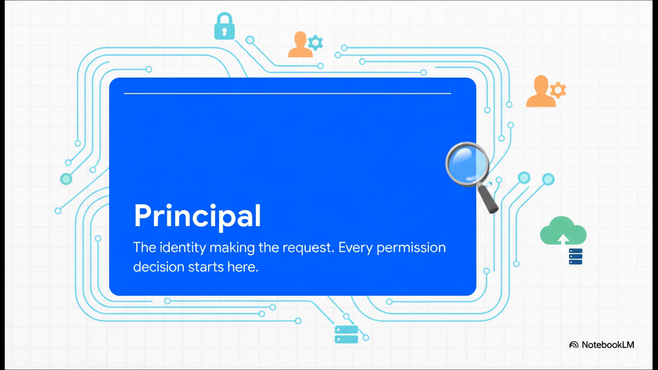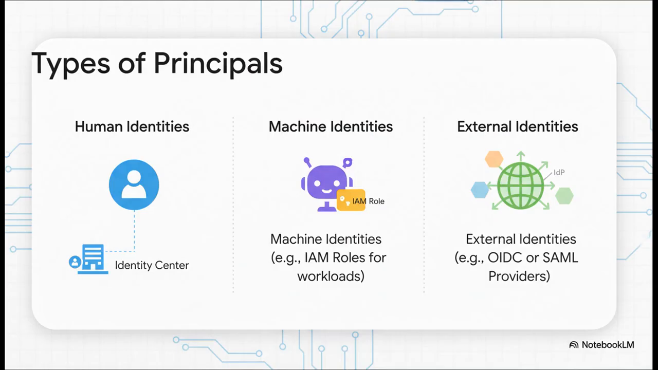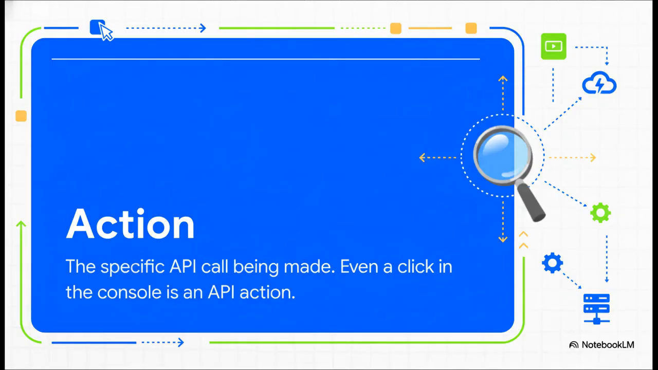Every, and I mean every, permission decision in AWS starts with this question: who is making the request? Now, principles aren't all the same. They generally fall into one of 3 buckets. You've got your human users, maybe coming in through something like AWS Identity Center. Then you have your machine identities, think IAM roles for your EC2 instances or Lambda functions. And finally, you've got external identities, maybe coming from your corporate identity provider like Okta, or even from GitHub through OIDC or SAML.